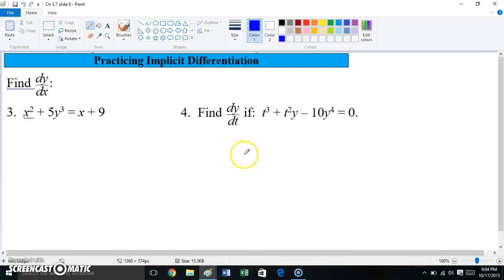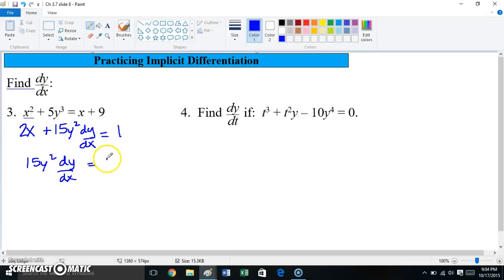Okay, a few more examples. x squared plus 5y cubed equals x plus 9. Differentiating, we're going to get 2x plus 15y squared dy/dx equals 1. Isolating the dy/dx term, 1 minus 2x is equal to 15y squared dy/dx, and isolating dy/dx, we get 1 minus 2x divided by 15y squared.